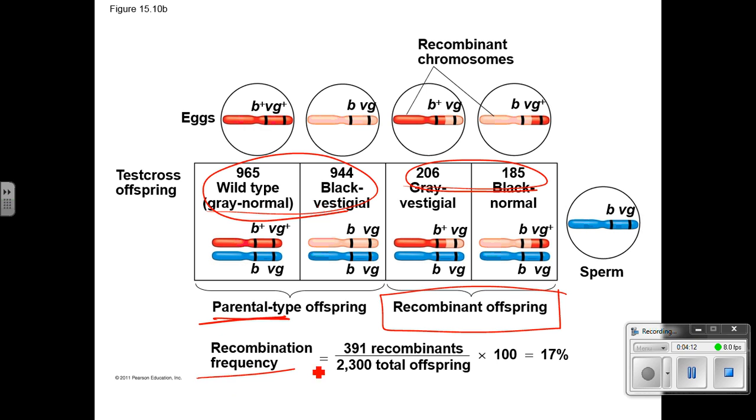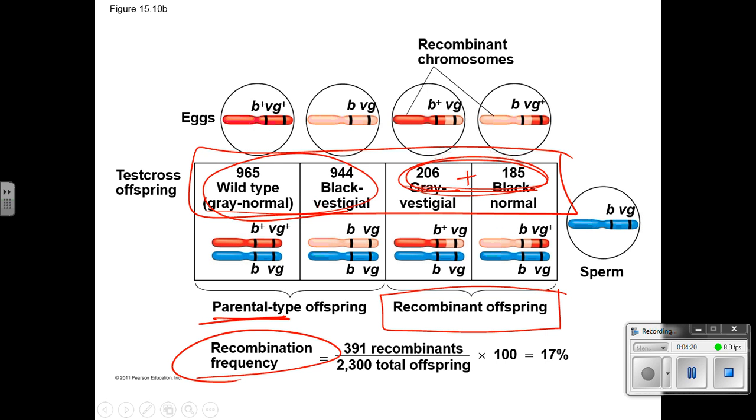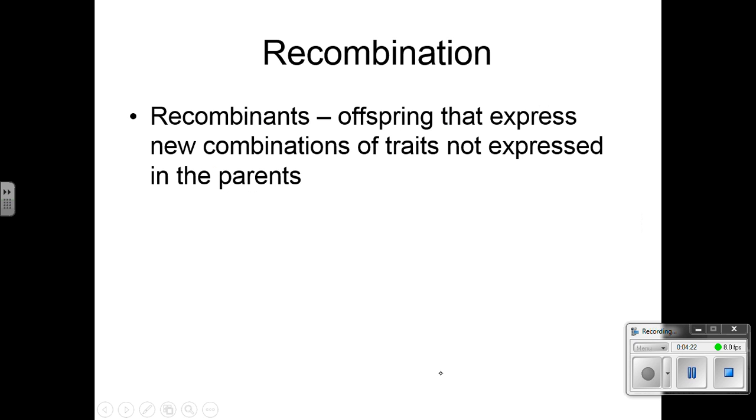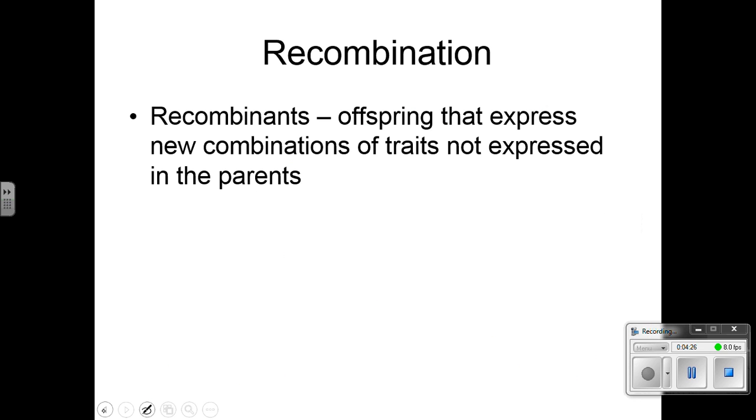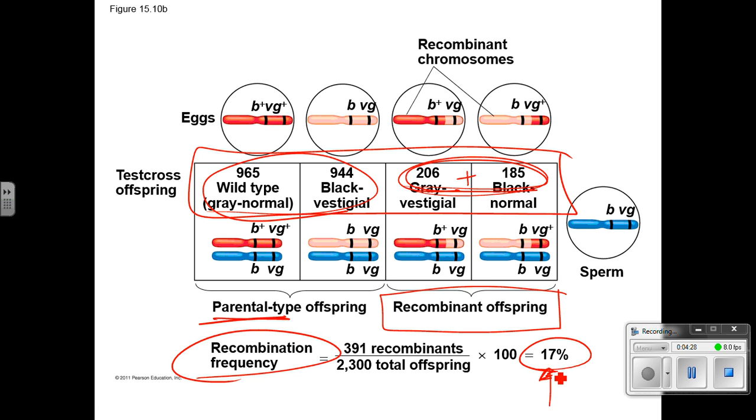We can actually calculate how much recombination happened by adding together the recombinants here, and then dividing that by the total number of offspring, multiplying by 100, and in this case, it's 17%. The lower the recombination, the more likely that these genes are inherited together. So the rule of thumb is if recombination is less than 50%, that means that they're linked.